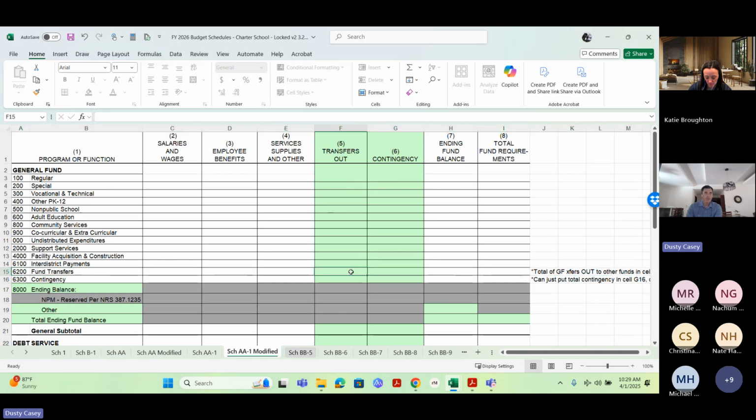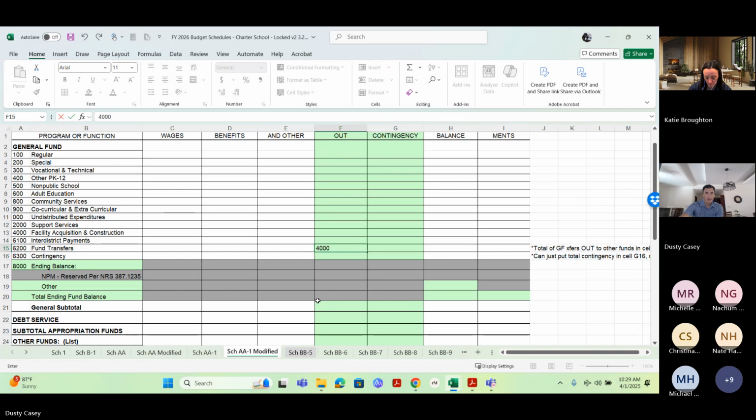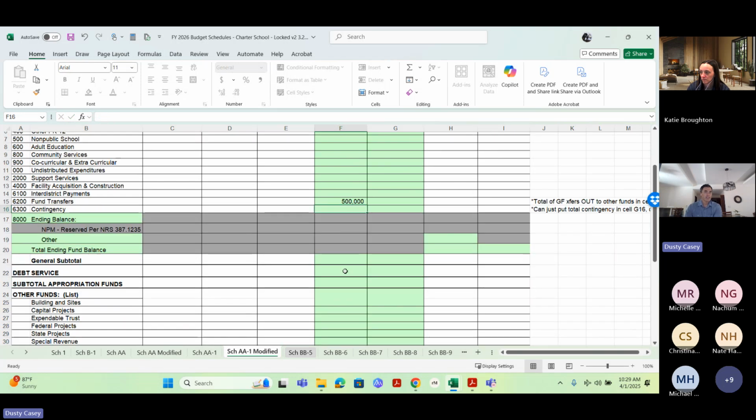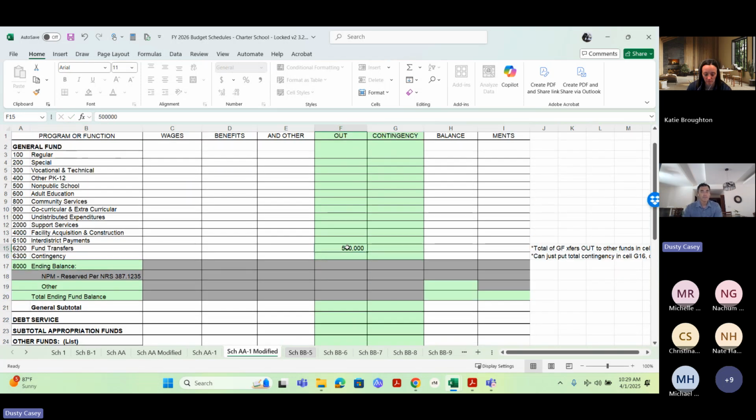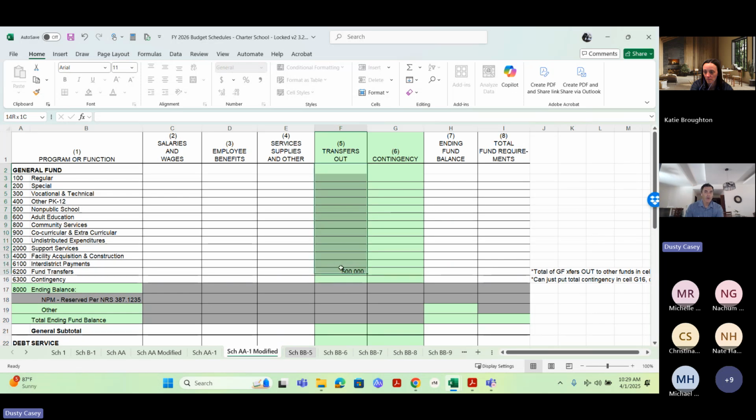So if you're transferring out $400,000 from your general fund to your SPED, that would go right there. You'd put your 400,000. This would be a total though. So if between SPED, ELL and at risk, you were transferring out 500,000, then you would put that total right there into that cell. Even though there's a transfer out for every program, it doesn't really make any sense to me. I think it goes right here on that row.